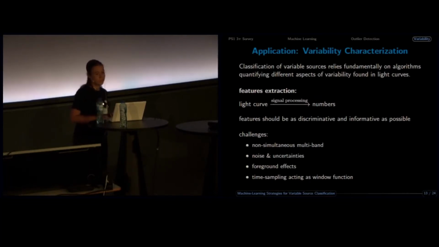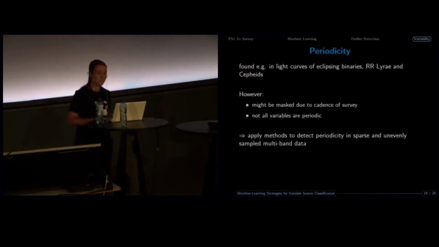Periodicity is, of course, something very, very important. A lot of interesting astronomical sources vary at a characteristic period, for example eclipsing binaries, RR Lyrae stars, and Cepheids. But the cadence of the survey, the time steps at which we are observing, might mask this out. And not all variable sources are periodic. For example, quasars vary a lot, but not periodically.